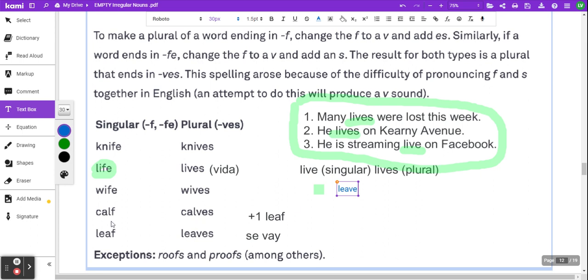It's difficult. Then you have wife and you have wives. Wife. I have one wife. I have many wives. Wives. Wife. Wives. Wife, como Wi-Fi. Wi-Fi. Wife. Wives.